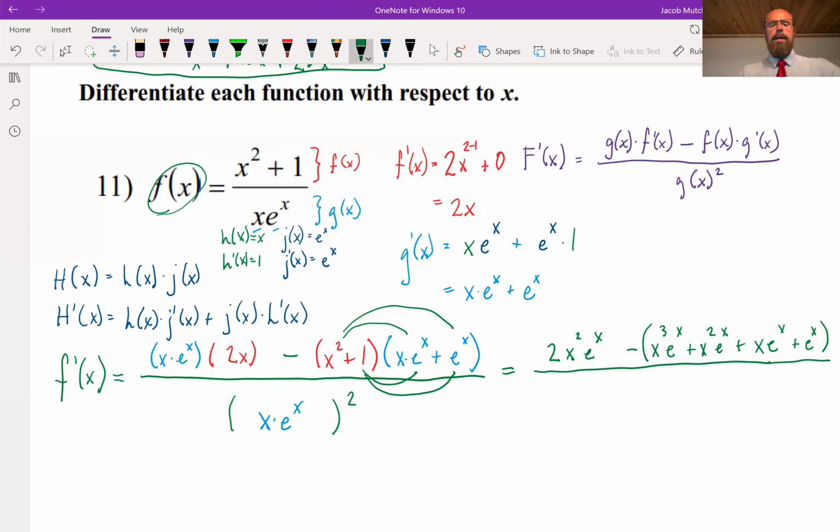And that's all over this squared term. So that, again, I don't need to FOIL because it's just a monomial that's squared. But I will note that that square applies to both of the factors in the monomial. So x e to the x all squared is going to be x squared times e to the power of 2x.